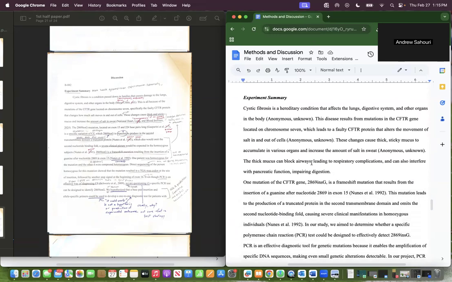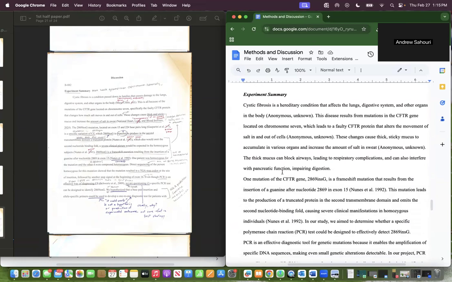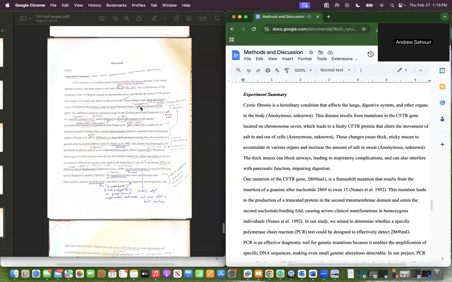All right, and then the discussion. We have our experiment summary. I italicized that because that needs to be italicized, and it's more background than experimental summary. So I tried to change it up a little bit to make it an experimental summary rather than just background. I also changed the source from Mayo Clinic, n.d., to anonymous, unknown, because we didn't know the year. And I also put anonymous, unknown, because we didn't know the name, so I added that as well.